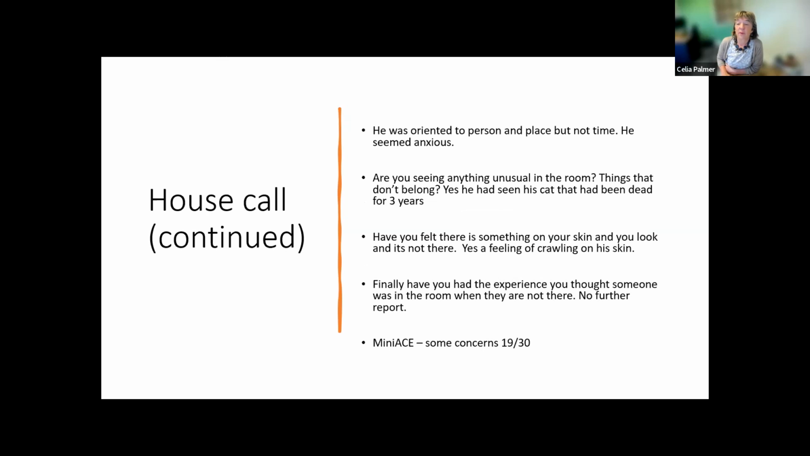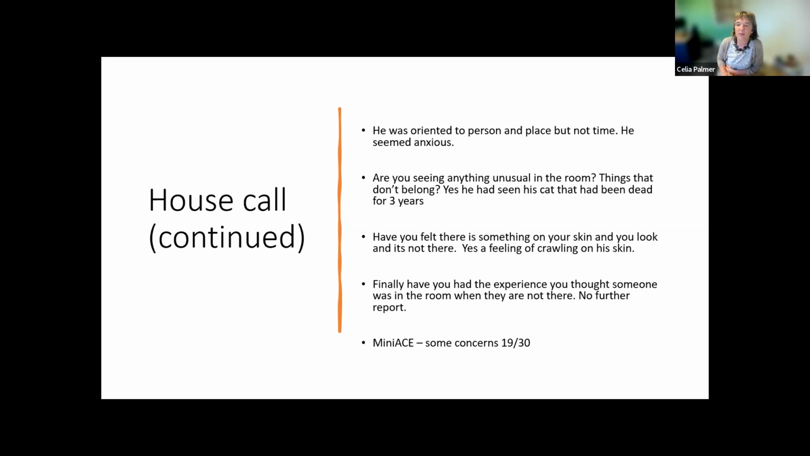So let's find out a bit more. He was oriented to place and to person, but not to time. He seemed quite anxious. There are a number of things that we can ask which give us a bit more of an indication if this person has got a delirium. We asked him whether he was seeing anything unusual in the room, maybe things that don't belong. And he said he had been seeing his cat. That cat had been dead for 3 years.